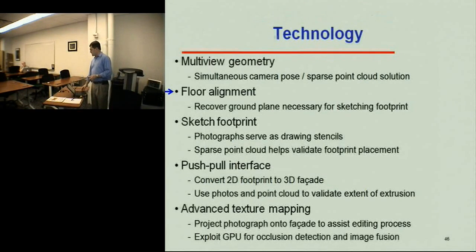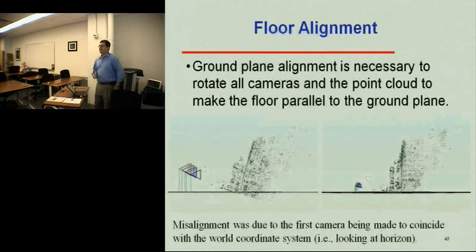Now, the next step is floor alignment, where we have to recover the ground plane necessary for sketching the footprint. It's important to point out that when we started this process of camera pose recovery, we assumed one thing. We assumed that we had to use the identity matrix for the rotation and the 0 vector for translation. That essentially means that we have a camera that's coincident with the origin of the world coordinate system, and it's looking straight out at the horizon. But we know that's not necessarily the case. But for the purpose of getting this process started, we assume that.